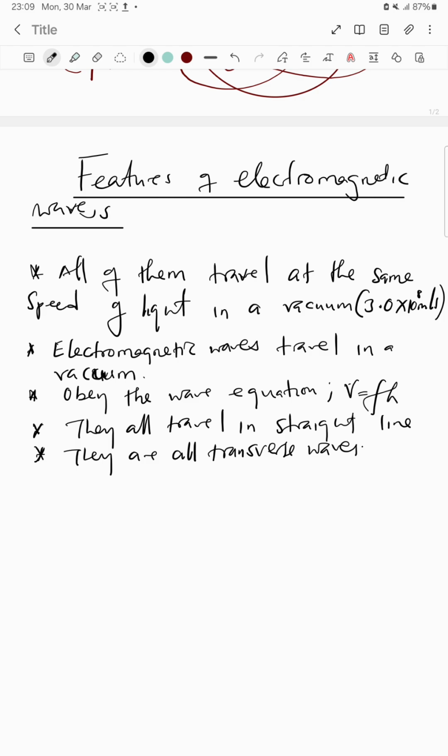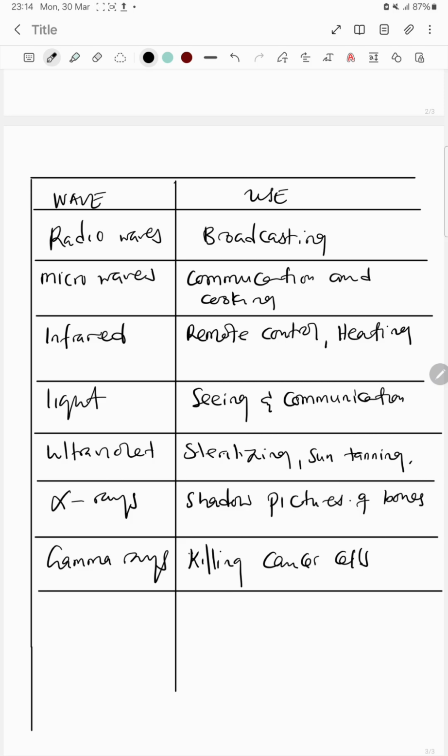So now we look at this other part. We now look at the waves and their uses. So radio waves are used for broadcasting. Microwaves are used for communication and cooking. Infrared are used in remote control. So the remote that we use, there's infrared, and also for heating. We use infrared for heating.